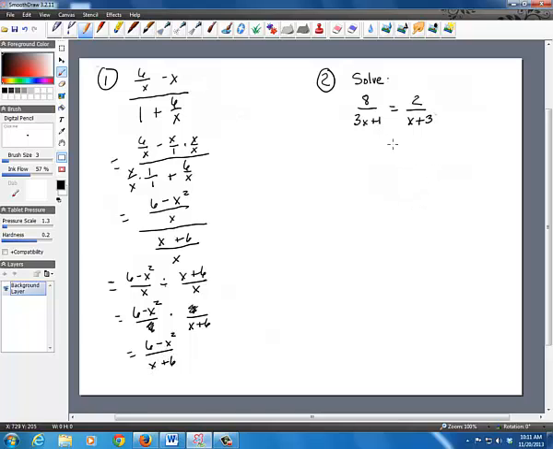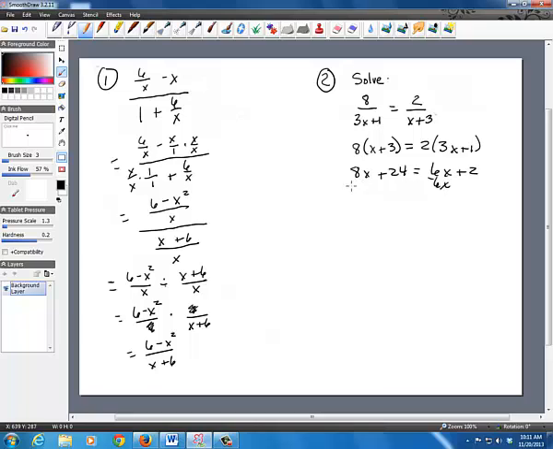Now to problem 2, we have two fractions equal to each other. I want to solve for x. Anytime you have two fractions equal to each other, you can cross multiply. So I have 8 times x plus 3, and then multiply the other way, which is 3x plus 1. Now use distributive property. 8x plus 24 equals 6x plus 2.